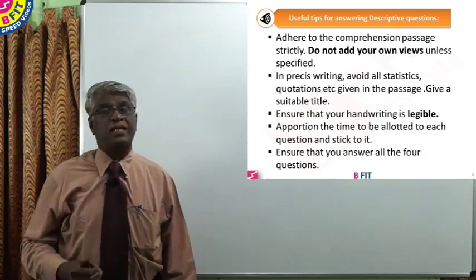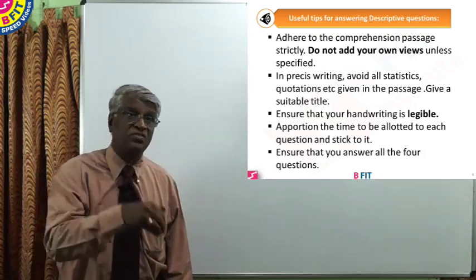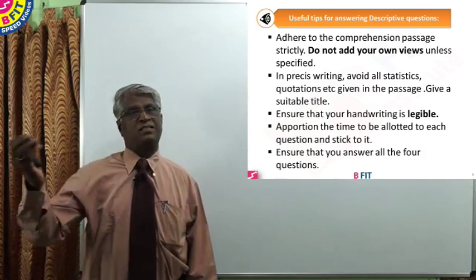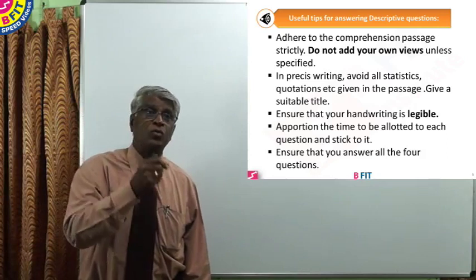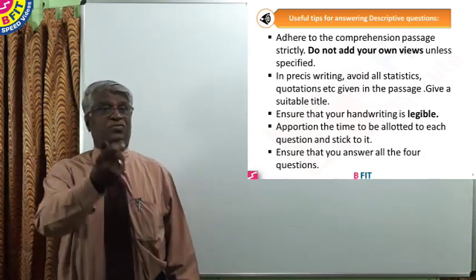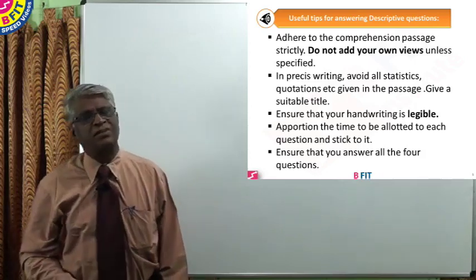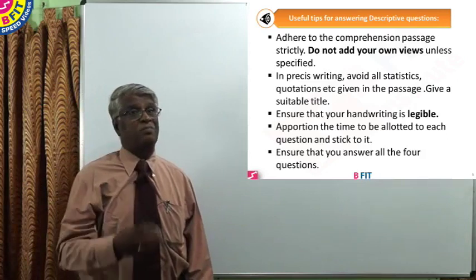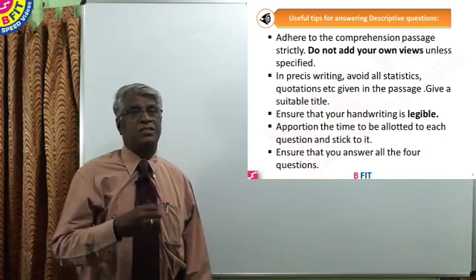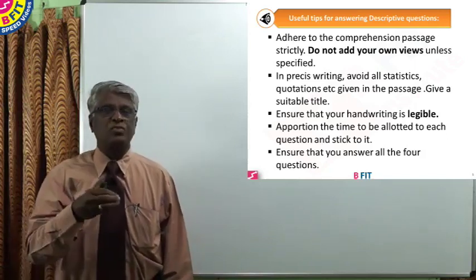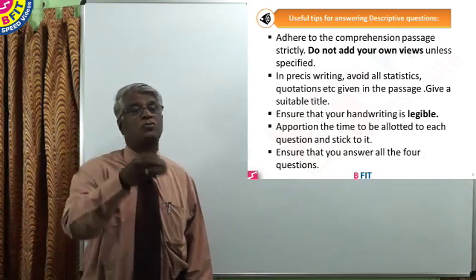But the given passage, if it is say 600 words, you must be able to write your précis within 1/3 of that 600, nearly 200 words. And how to reduce the length of your précis? Now usually if statistical details are given in the précis writing passage, you can omit them. If quotations are given in the passage, you can give them a go by. This way you will be able to write a short account of what is given.